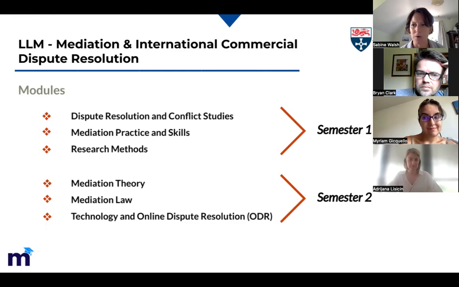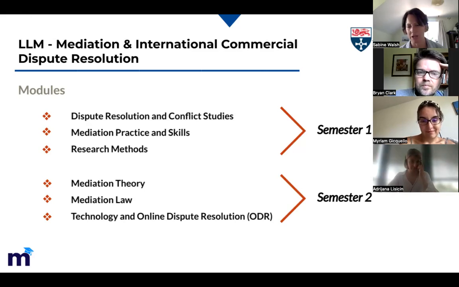The structure of the program is that if you are studying full-time, you will take 3 modules, also known as classes, in semester 1, which is between September and the end of December. Is that right, Brian? That's right, yep. And then 3 modules in semester 2, which is from January until May.